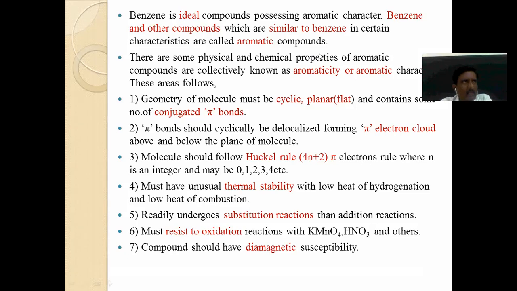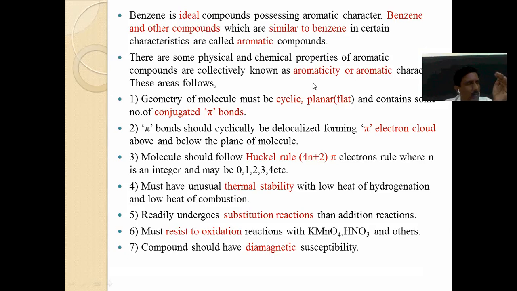Some physical properties and some chemical properties exactly match the properties of benzene. That property, or collective property, is known as aromaticity or aromatic characteristics of the organic compound. Aromaticity means what? Benzene is an aromatic compound, for example. Why is benzene an aromatic compound? Benzene has a special physical property. Benzene has a special chemical property.